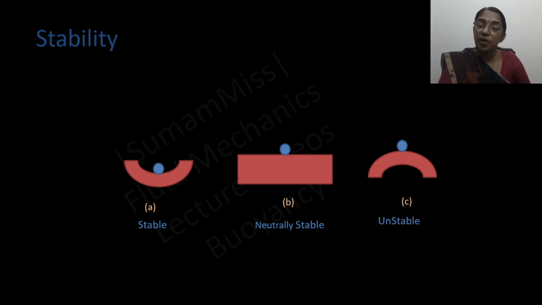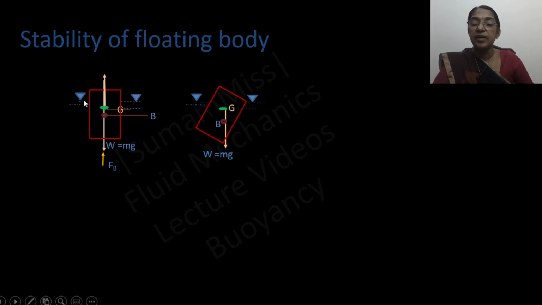So the stability of a floating body can be explained by considering this situation. In this figure, the floating body is in equilibrium. The weight of the floating body acts downward through the center of gravity, whereas the buoyant force acts upward through the center of buoyancy. Both forces are in line. So that means the floating body is in equilibrium.